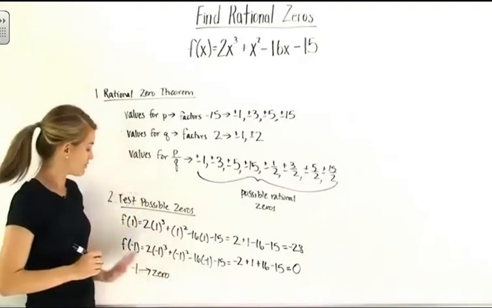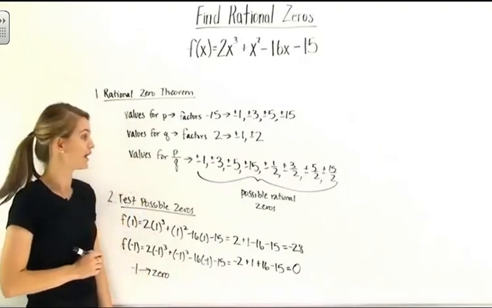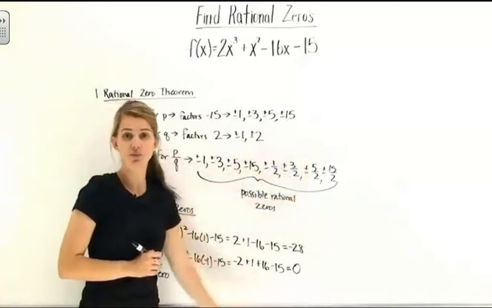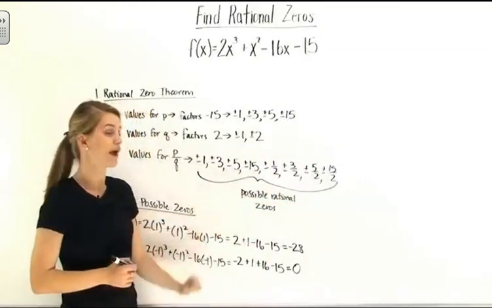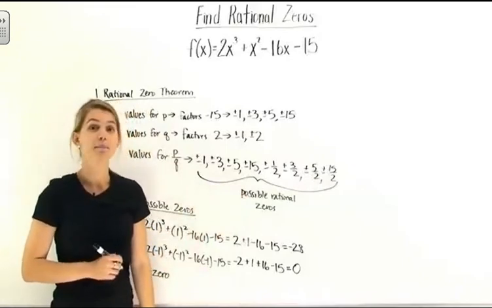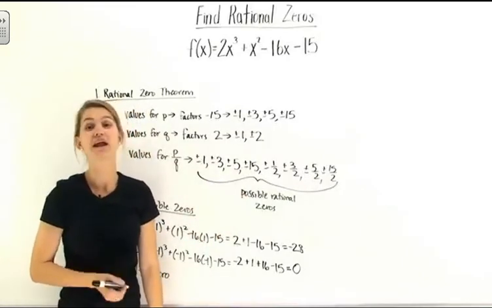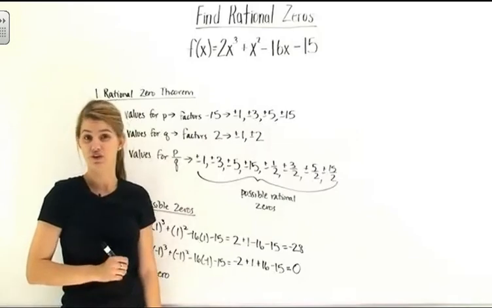Now it may not come this easily. It may not be the second one you try. It may be the fourth one or the fifth one. And if you don't get any of these, that means that there are no rational zeros for your function. But it doesn't mean there are no zeros. We can have complex or irrational zeros.